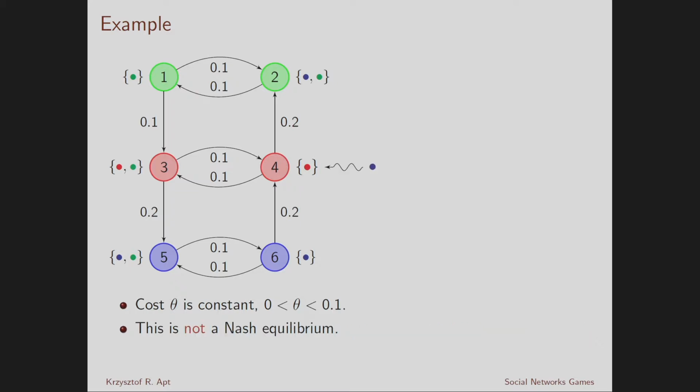Now suppose that we add to node 4 a new alternative, blue. So now what happens? Is this a Nash equilibrium? I say that it's not. Which node is now not satisfied?